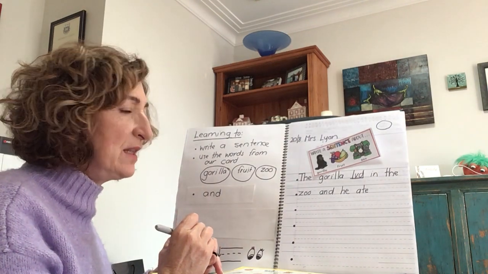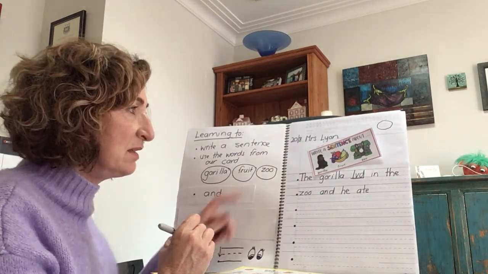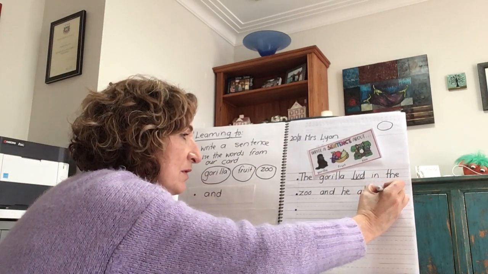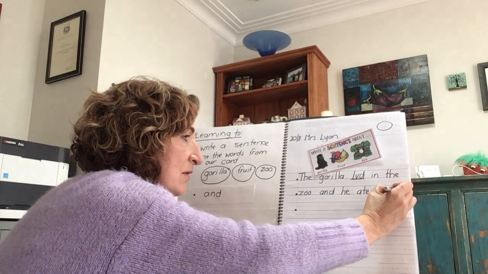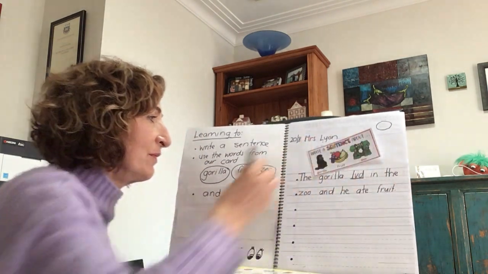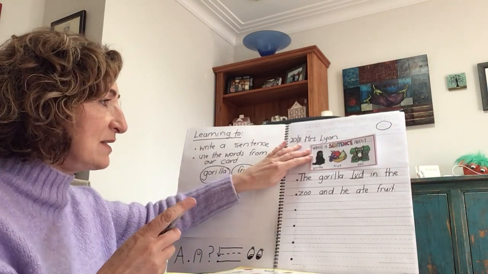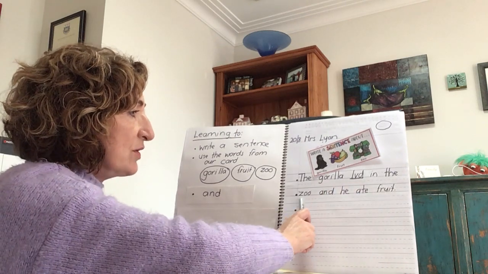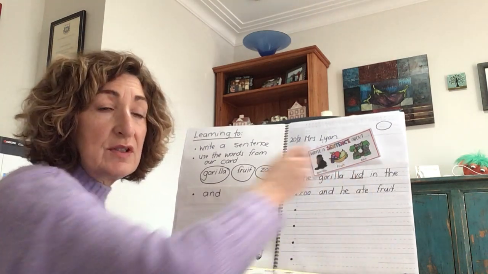The gorilla lived in the zoo and he ate fruit. I can copy that word. And at the end of my sentence I need to put a full stop. Okay, let's read our sentence together. The gorilla lived in the zoo and he ate fruit.